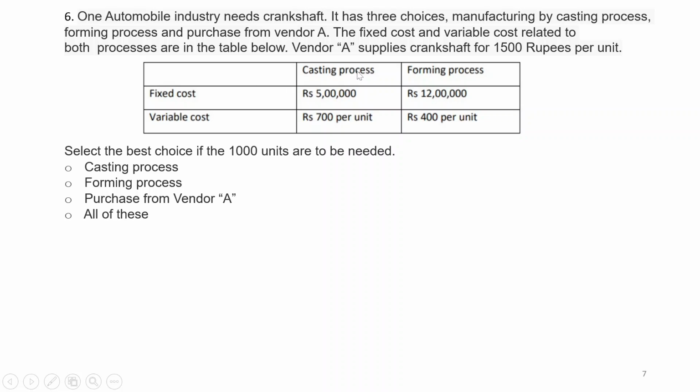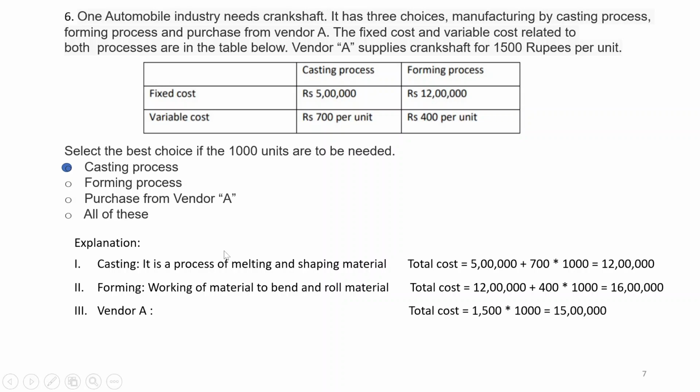In case of casting process, you have a fixed cost of 5 lakhs, and the variable cost will be per unit, so it varies with the number of units. It is 700 rupees. In case of forming process, 12 lakh is the fixed cost and 400 per unit is the variable cost. Now you have to select the best choice if 1000 units are needed. So your options are casting, forming, purchase from vendor A, or all of these. So the answer will be casting process.